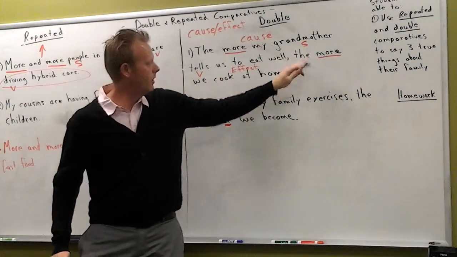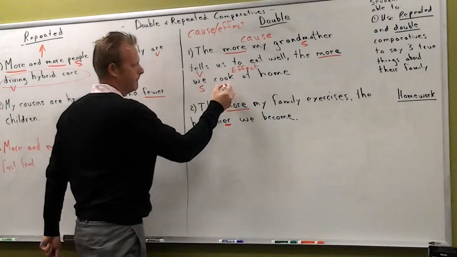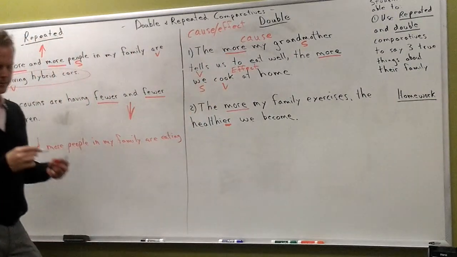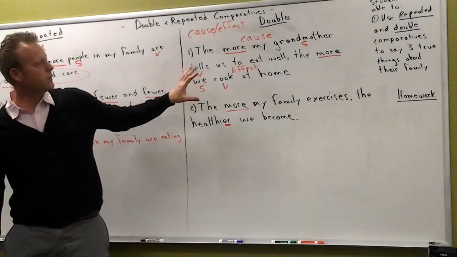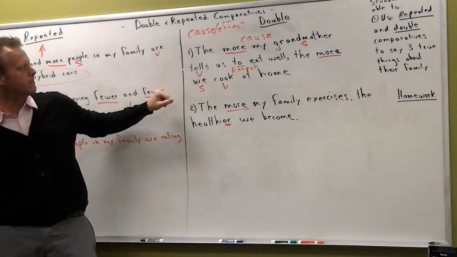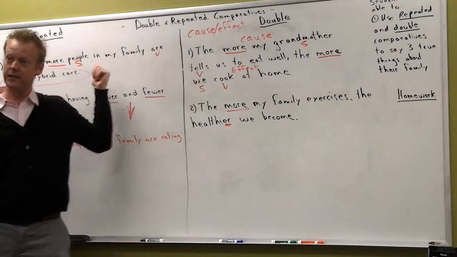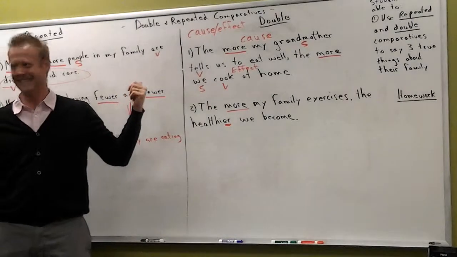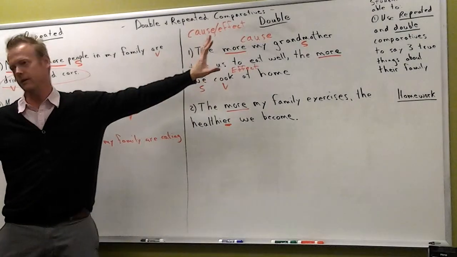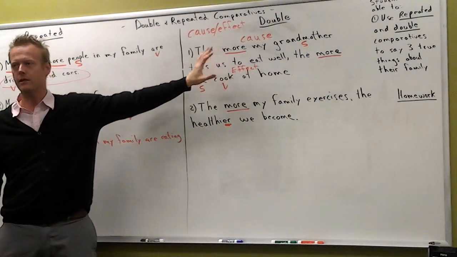Over here, the more we cook at home, where's the subject? We. Verb. Cook. And then at home is just a prepositional phrase acting like a place prepositional phrase. Here's what I want you to notice. First of all, look at the verbs. What form is the verb? Simple present. Is it continuous? No. You almost never use the continuous form here. Don't do it. It rarely works well. So just remember that. Don't make this continuous.